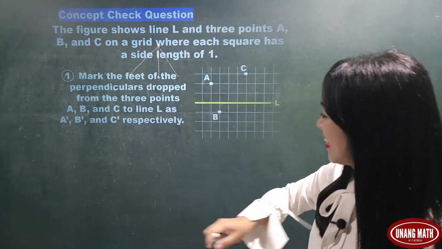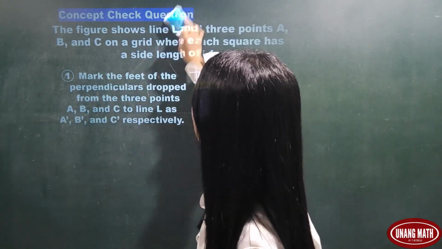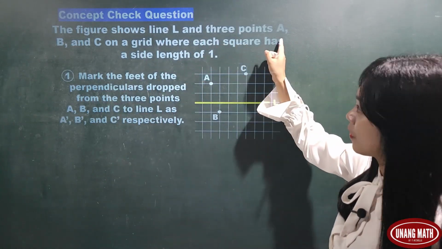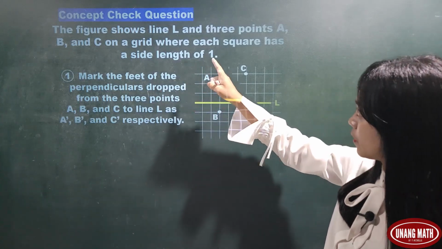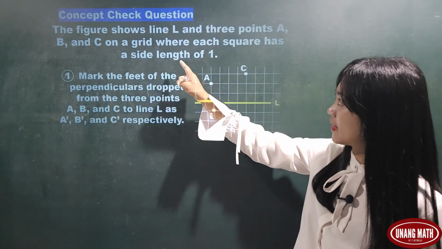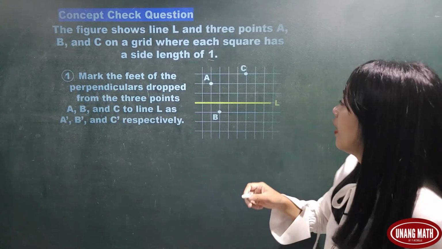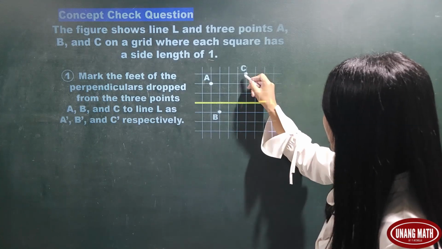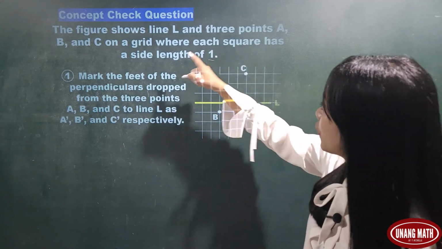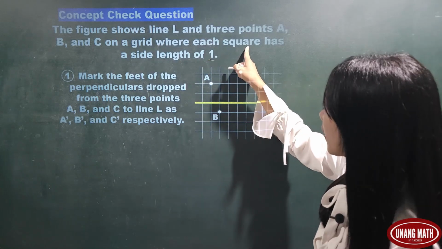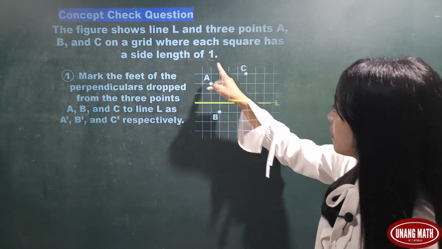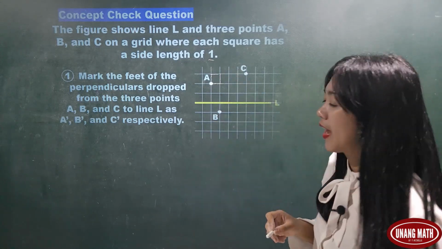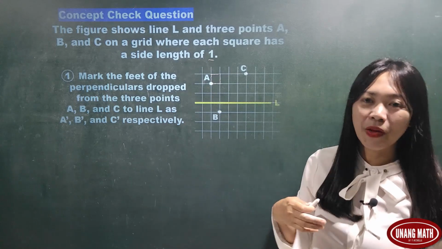Okay, this time, let's answer this concept check question. The figure shows line L and 3 points A, B, and C on a grid where each square has a side length of 1. So this is line L, point A, point B, point C. The length of each side of this square is 1. So this is 1, 1, 1, and 1. So let's answer the following questions.